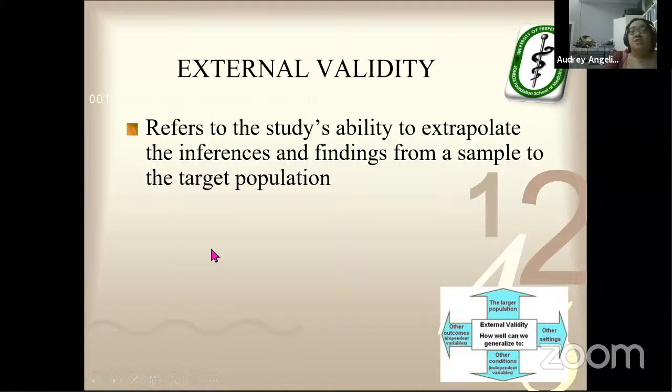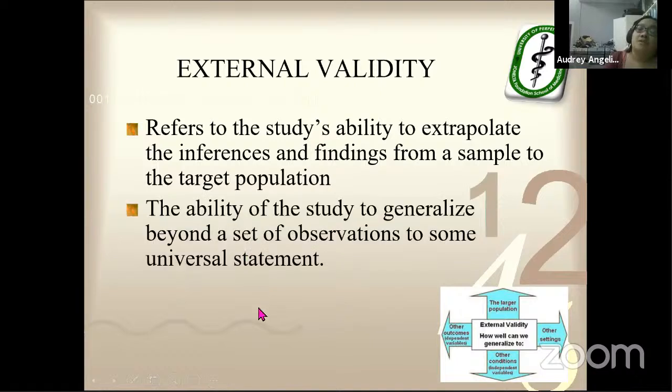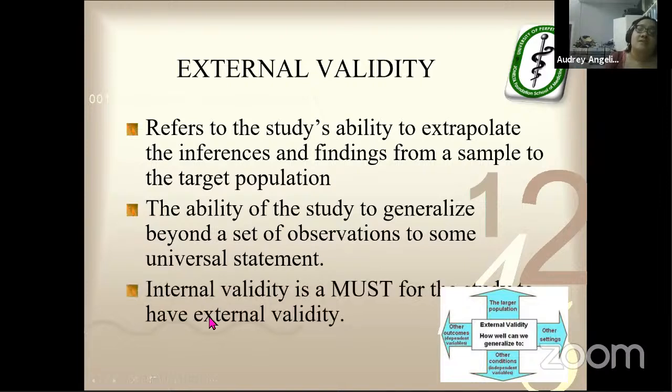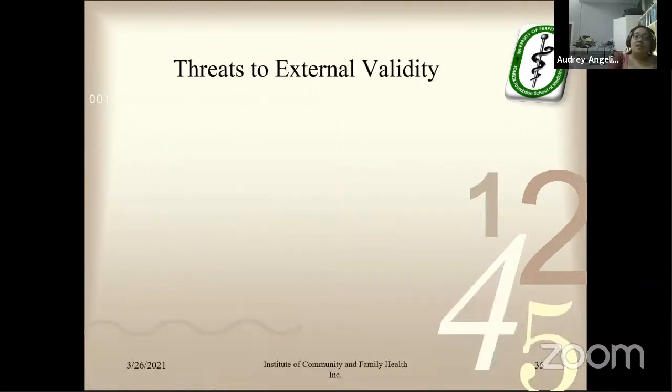As to external validity, it refers to the study's ability to extrapolate the inferences and findings from a sample to the target population. So this is from a particular to a generalized statement that makes the statement universal. So for you to have external validity, you have to have internal validity.